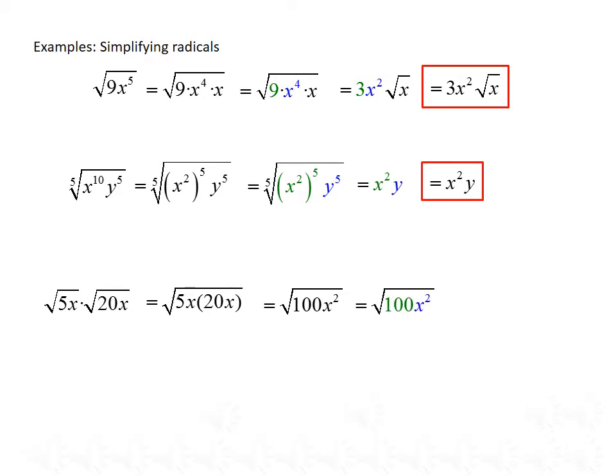And now, just like our previous examples, we want to rewrite this radicand using perfect squares. Well, 100 is a perfect square, and x squared is a perfect square, so we don't have to do much to rewrite it. We can just take the square root of both terms. The square root of 100 would give us 10, and the square root of x squared would give us x. And so the simplified value of this problem would be 10x.